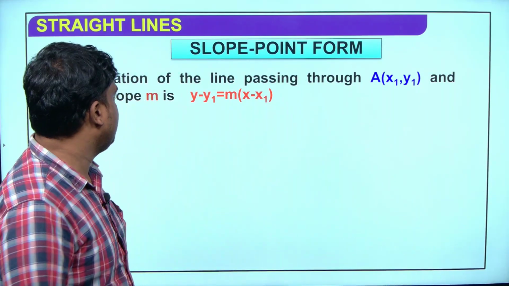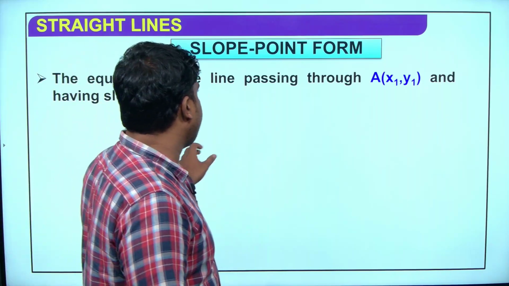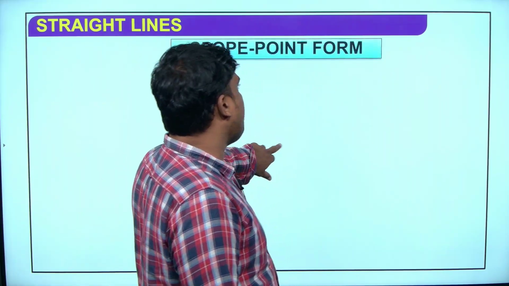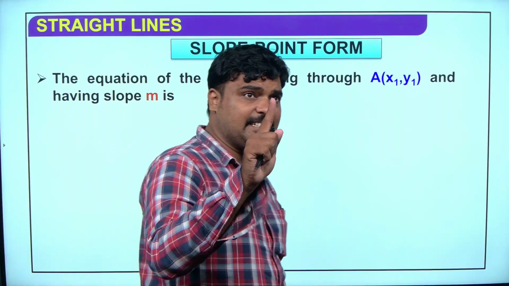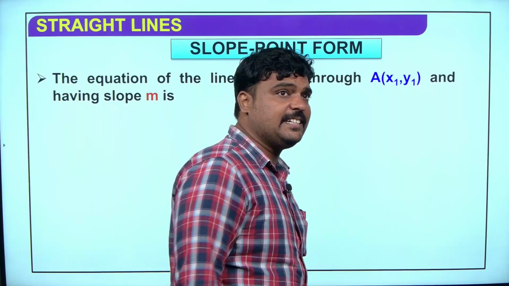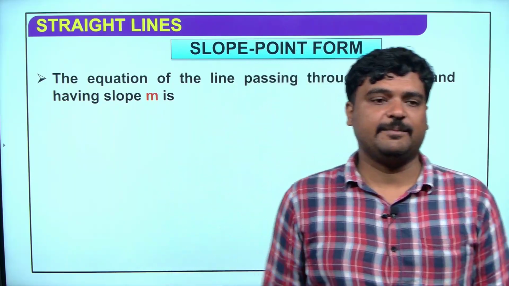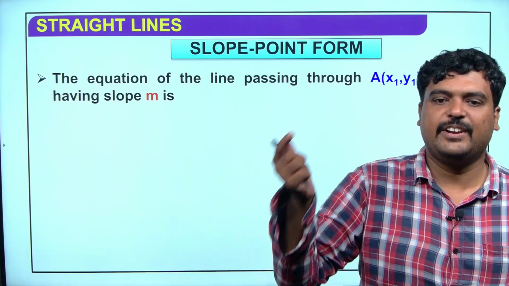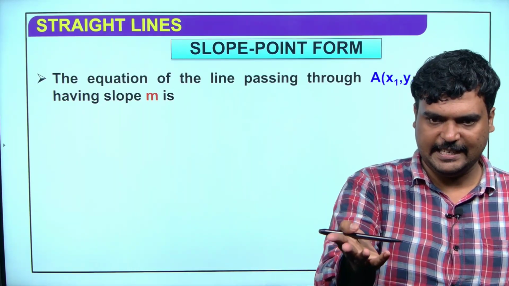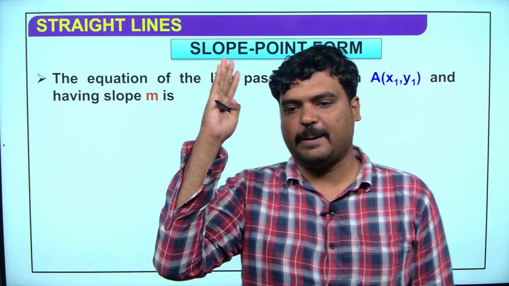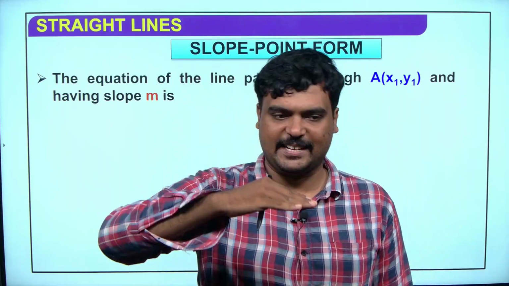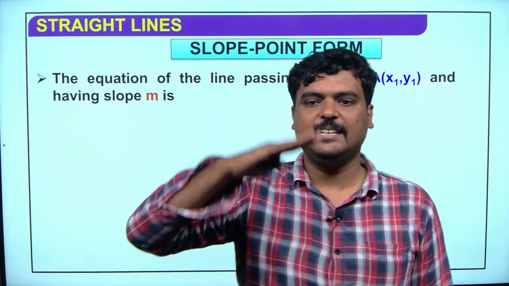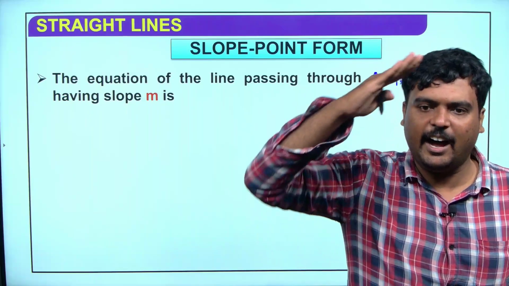Okay. So, slope-point form. Next, what we are going to write is, if I know the slope of your line and if I know a point of your line, then I can write the equation of the line. So up to now, what we saw is, if I know which axis it is parallel to and if I know one passing point, I can write the equation of a line which is parallel to the x-axis or y-axis.